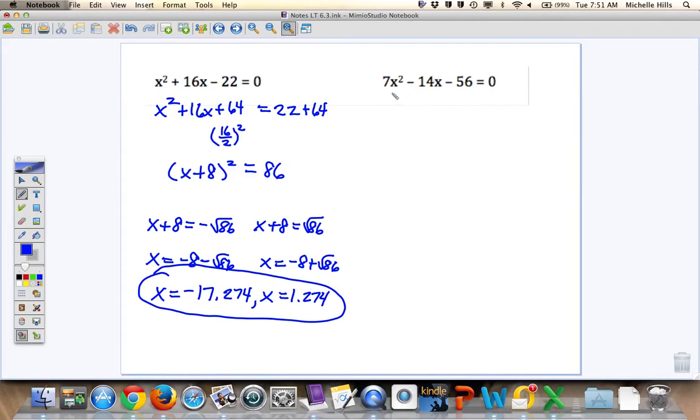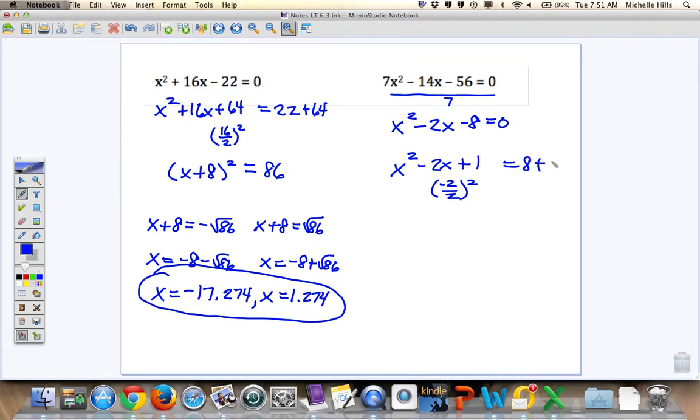Now, in order to create that perfect square trinomial, one thing you have to do is the coefficient of the x squared needs to be positive 1. So the first thing I'm going to do is just divide everything by 7. So I end up with x squared minus 2x minus 8 equals 0. Then I'm going to go through the rest of my process. X squared minus 2x, leave myself some room, equals positive 8. I'm going to take this negative 2 and divide it by 2, and then square it to get what goes here. So that's going to give me positive 1.